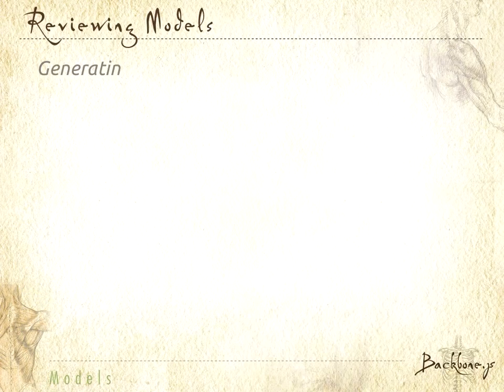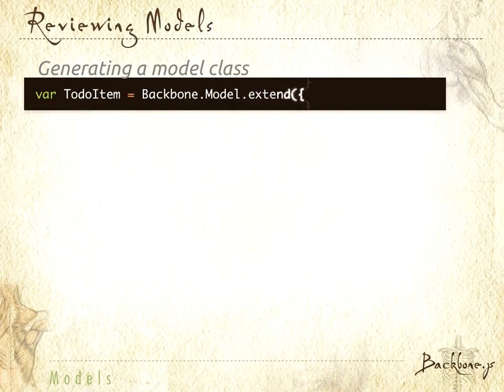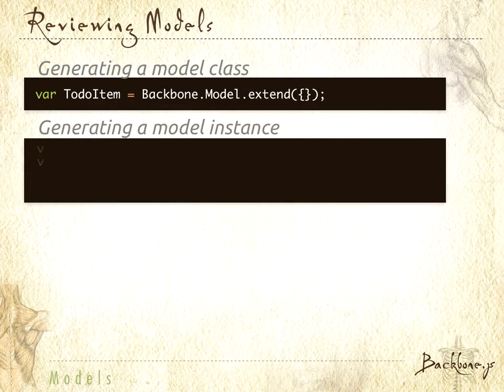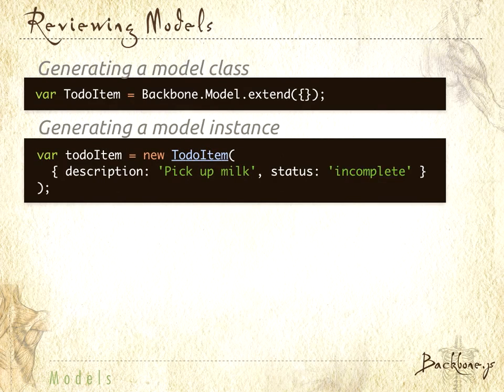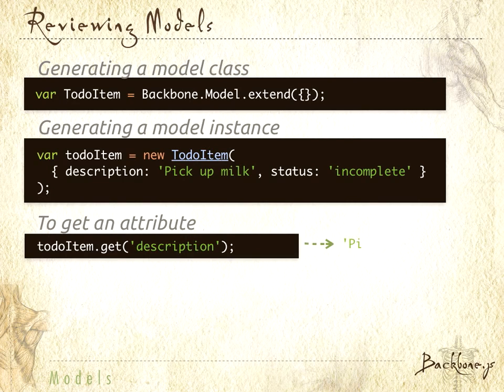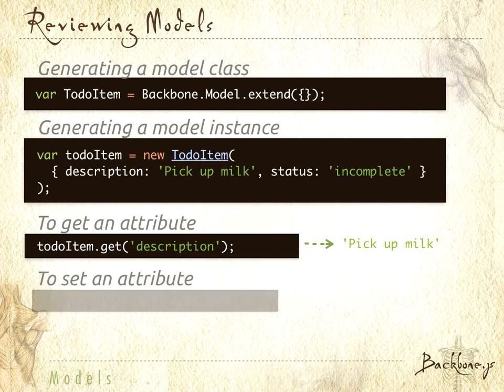You're watching the Anatomy of Backbone, and this is level 2, where we're going to take a look at Backbone models in a little bit more detail. So, remember from level 1, we defined a model class, like so. We then defined a model instance, like this. Then to get an attribute, we would call get. To set an attribute, we would call set.